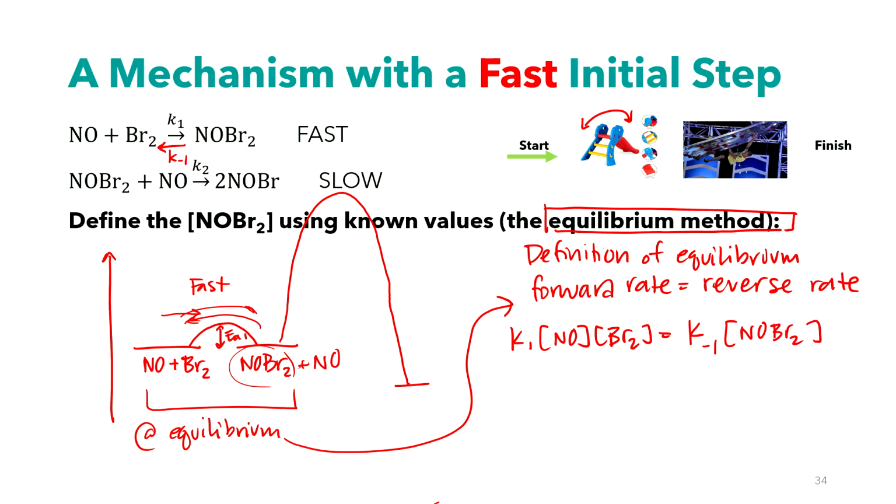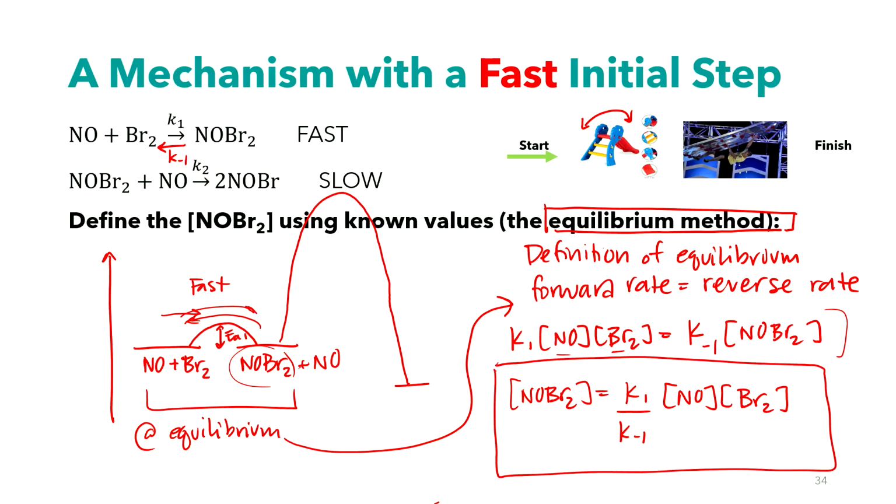And now I can redefine that intermediate. Using this, I could write NOBr2 concentration in terms of my initial reactants that I do know something about, because I did set up the reaction. So I know something about NO and Br2. So I'm going to have k1 divided by k minus 1 times NO times Br2. And now I have a new definition that I can plug into what we derived in the last slide. On the next one, we'll put it all together. So we're going to grab this equation and bring it with us to the next slide.